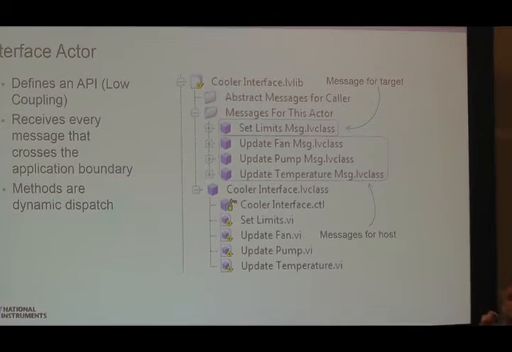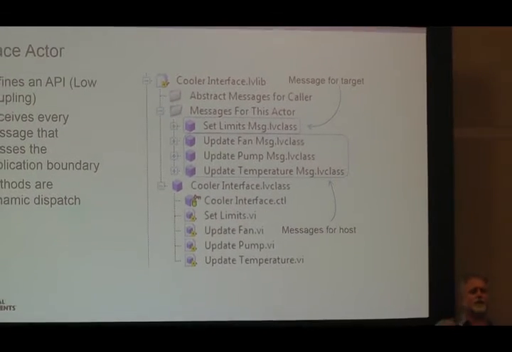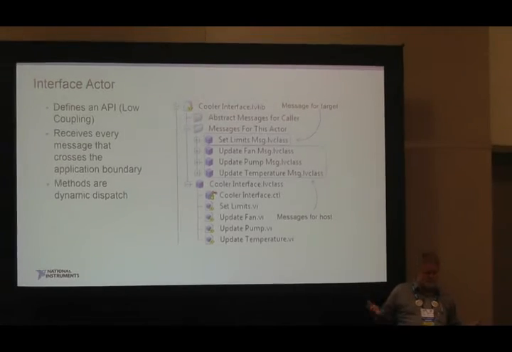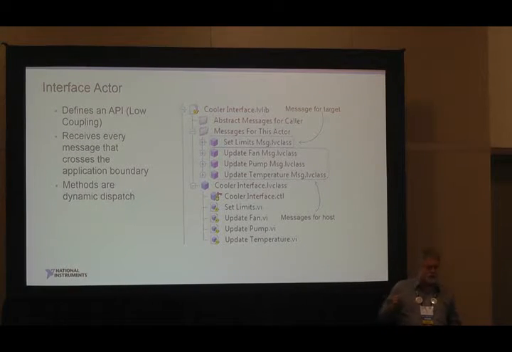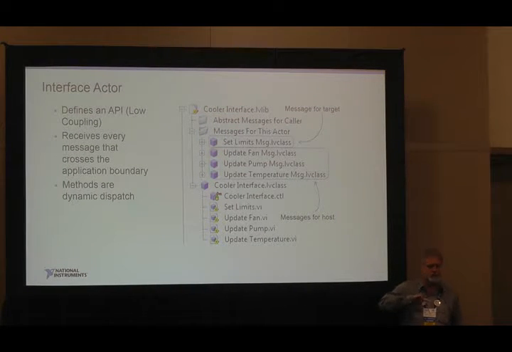And then it defines messages for those methods, but the methods don't do anything. If you send an interface class a message, nothing will happen. The interface actor receives every message that crosses the application boundary. You might think that's not true, but you actually have to have them all there for reasons I'll be clear about shortly. So in this example, I've got a set of 3 messages for the host. They come from the target to the host. And then I have one more message that goes from the host back to the target. Okay, one interface class, complete set of messages. At least the ones that I want to cover for that interface.